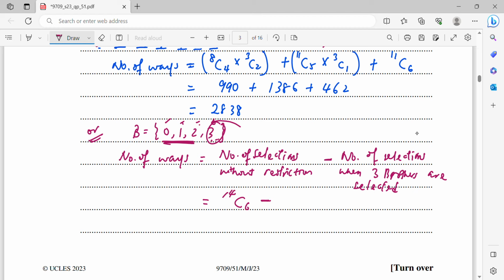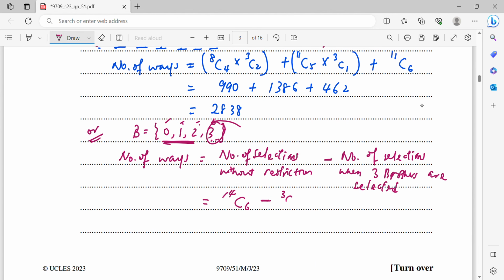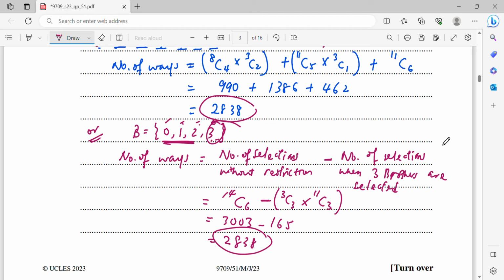Then minus when the 3 brothers are selected. Okay, so when 3 brothers are selected, which means I need to choose another 3 persons from these 11 persons. So since 3 brothers are selected, so 3C3, and from 11 I need to choose another 3 persons. Okay, so here it will be 3003 minus 165 because 3C3 is 1. Therefore, you will be getting 2838. So it is the same answer as if you use the first method. Okay, so these are the 2 methods to solve this question.